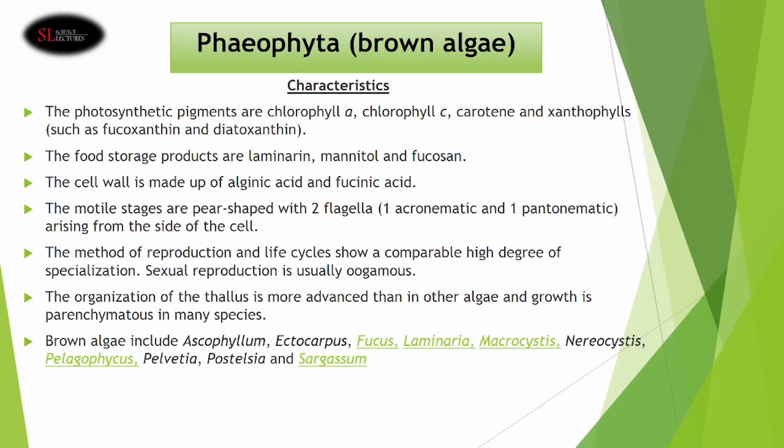So what are some of their characteristics? Number one, their photosynthetic pigments include chlorophyll a and c, carotenes, and xanthophylls. Major food trade products are laminarin, mannitol, and fucosan. Their cell wall is made up of alginic and fucinic acid. Then their motile stages appear shaped with two flagella, one acronematic and one pantonematic, arising from each side.